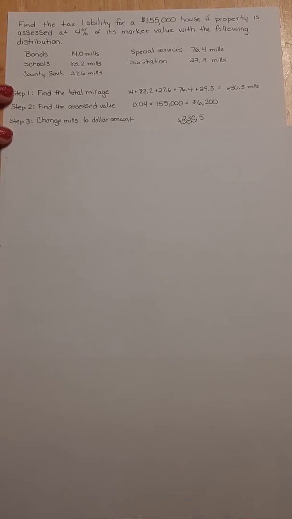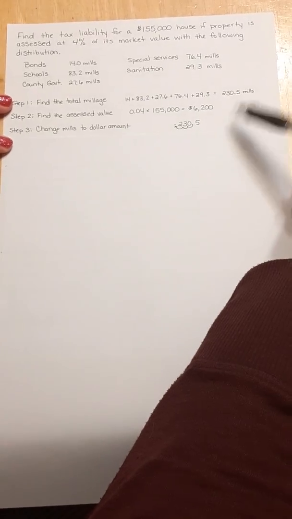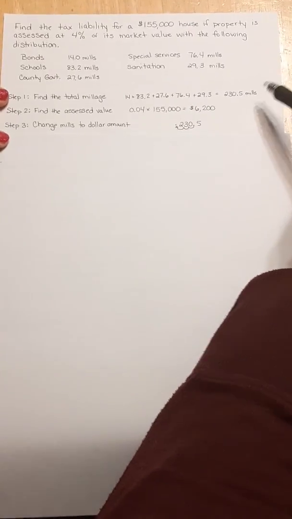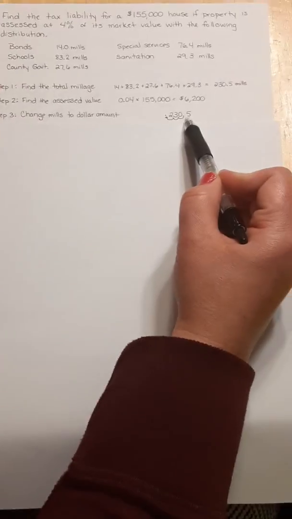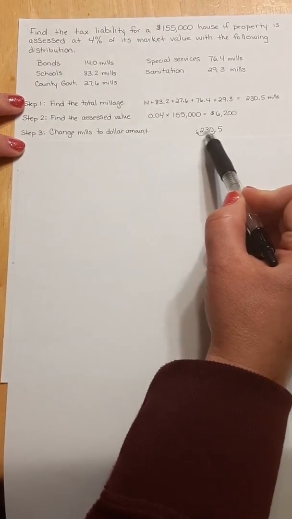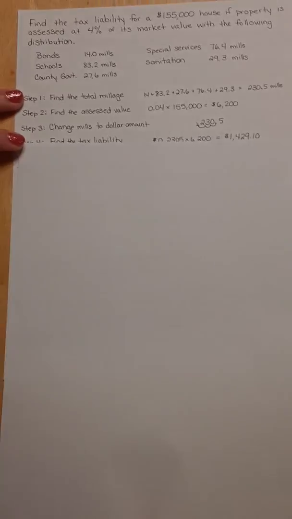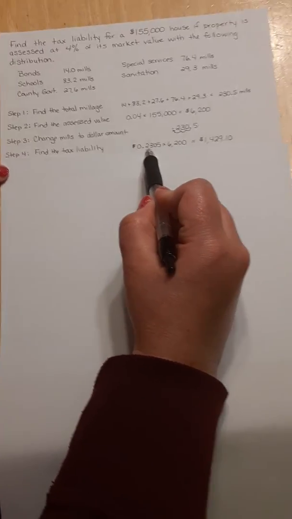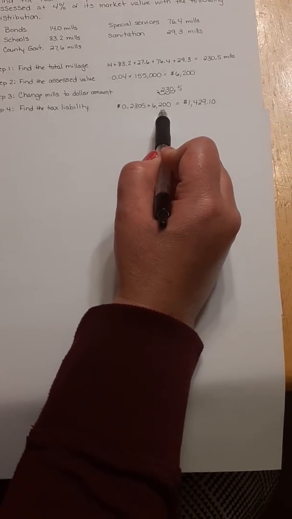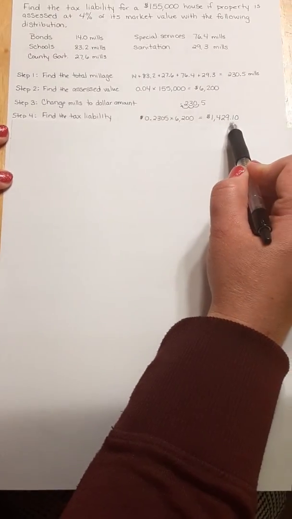What I need to do is take that mills that I just found and change it to a dollar amount. Remember, a mill is 1/1000th of a dollar. So I'm going to take this 230.5 mills and move the decimal 3 spots to the left, and that's for 1/1000th. That now gives me my dollar amount of 0.2305 of a dollar. Now I'm going to take that and multiply it by my assessed value to get my tax liability.